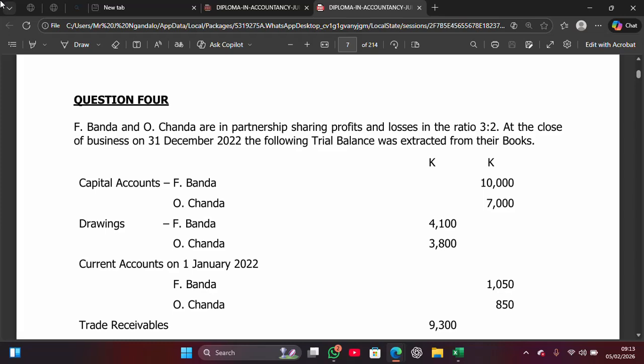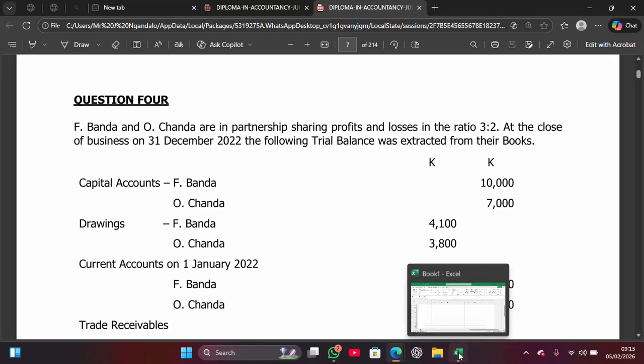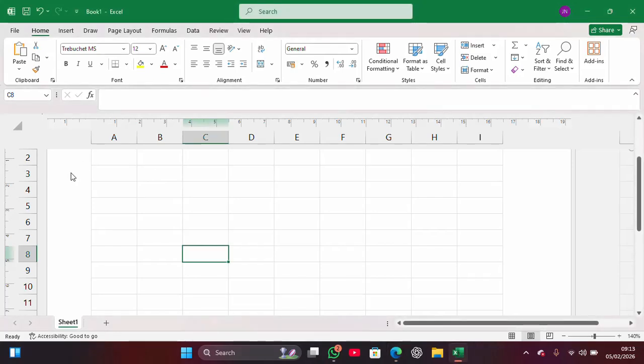So welcome once again, and today we're going to look at partnership, as already stated. The process of preparing partnership accounts is as follows. I hope you have got a pen and you want to take down some notes. So the process is as follows.